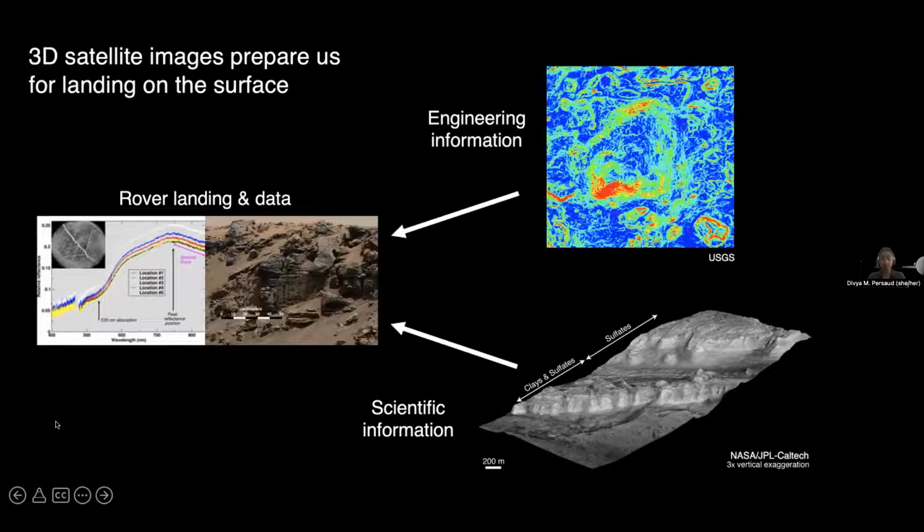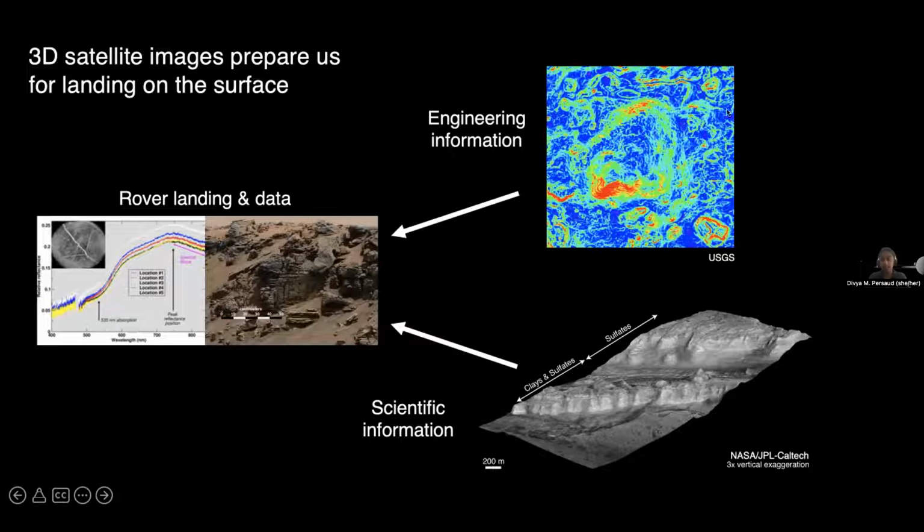So while those rovers have these really nice local views, the best that we can do is use those satellite data to actually prepare for us to get there. And satellite imagery can give us both the scientific information that we need to select somewhere that's interesting based on what we're looking for, and also engineering information.